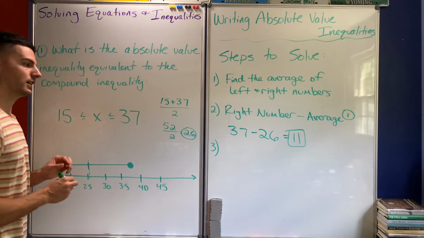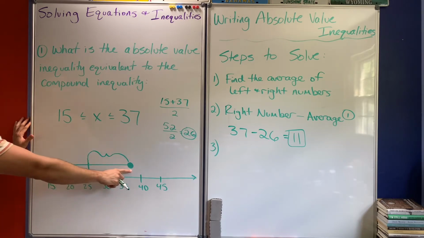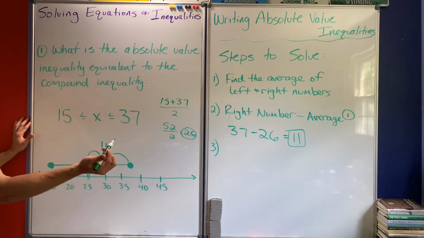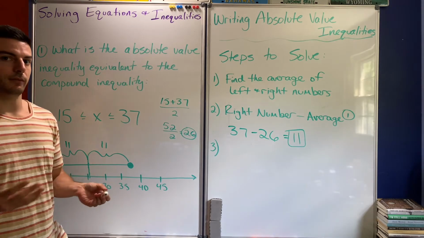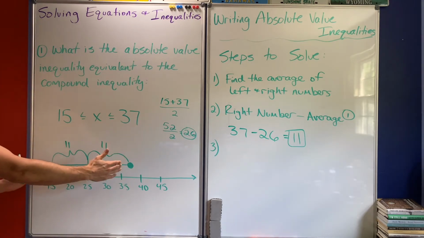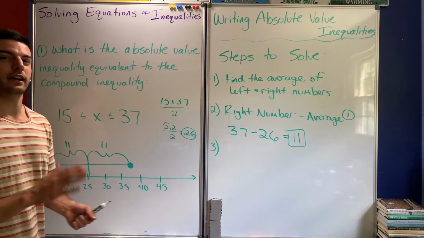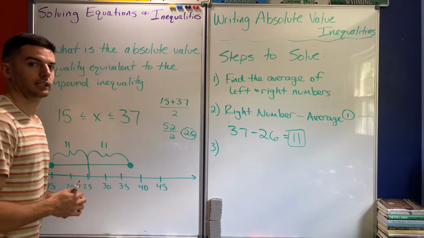But where does that come from? What is that saying? Look back at the number line. If I went from my middle to this farthest point, that distance would be 11. From 26 to 37, that would be 11 spaces away. But also, 26 to 15, that's also 11 spaces away. So I found the distance from the middle, or the average point, to the highest and lowest values. As we formulate this absolute value inequality, I'll explain why that's important. But that's where that 11 comes from.